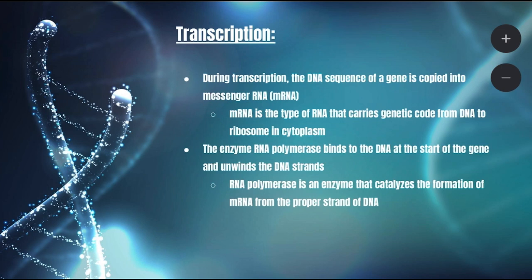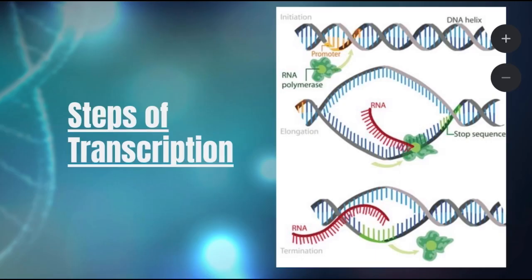The enzyme RNA polymerase binds the DNA at the start of the gene and unwinds the DNA strands. RNA polymerase is an enzyme that catalyzes the formation of mRNA from the proper strand of DNA. Here we're going to discuss the steps of transcription. So we start with RNA polymerase right here. RNA polymerase recognizes the correct strand of DNA to copy. So this is the strand of DNA.